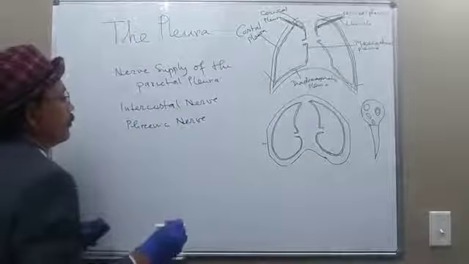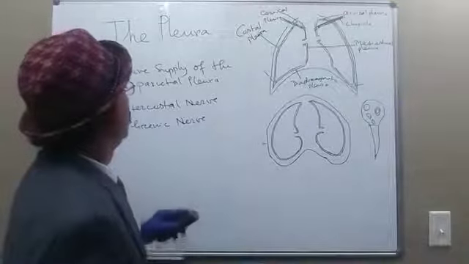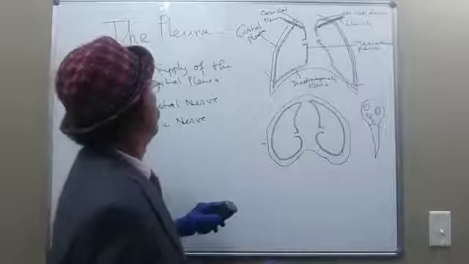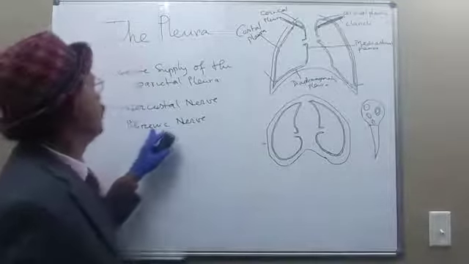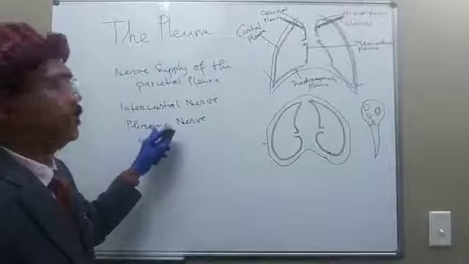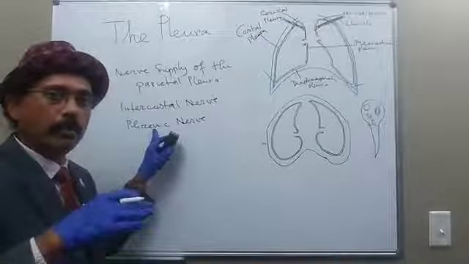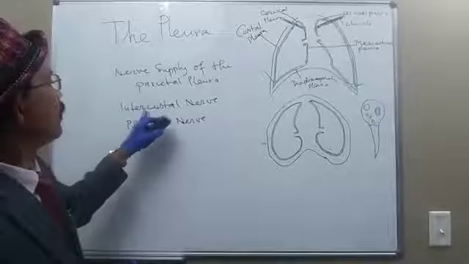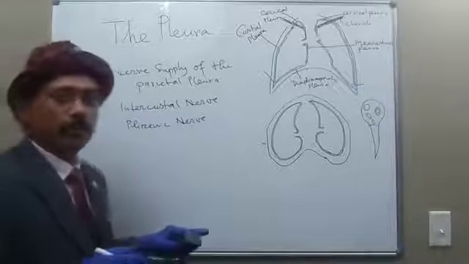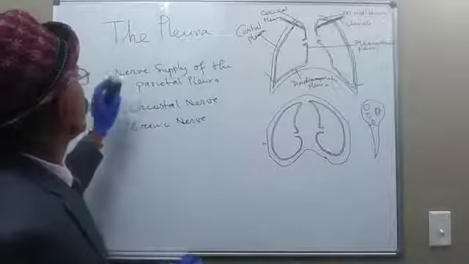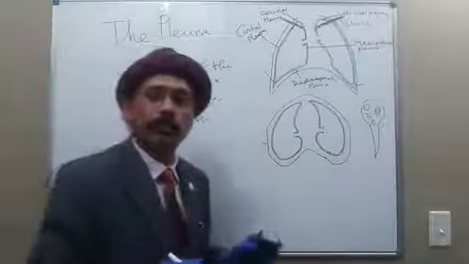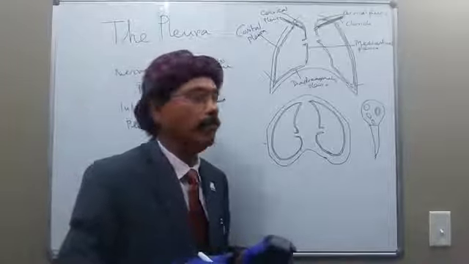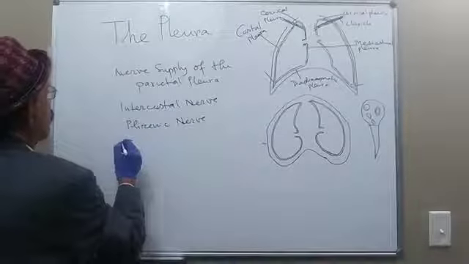Okay. So we got the nerve supply of the phrenic nerve. You have to know it. Also, mostly it will innervate the diaphragmatic pleura and mediastinal pleura. Intercostal nerve mostly innervate the intercostal spaces. Okay, nerve supply. It is painful. It carries pain sensation. But how about the visceral pleura?